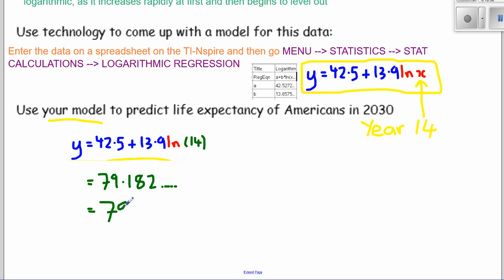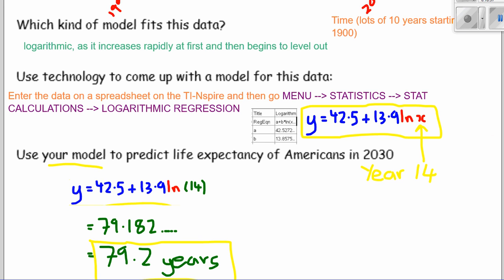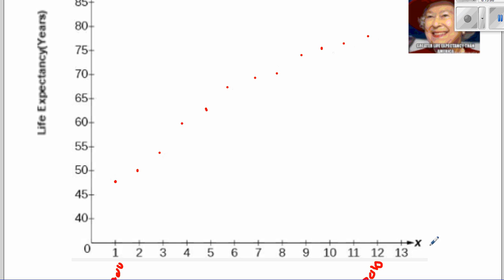Does that make sense? This is a way I can critically analyze my answer to see if I've done something wrong somewhere. Sorry, I'm trying to write using the laptop instead of the board, so that's why it's a bit messed up. 79.2 years. Let's see, it's increasing: 75.4, 76.8, 78.7, 79.2. If 14 would be out about here, 79.2 would be about here. Kind of makes sense in terms of the model. It seems to be generally following the trend, so I'd assume that I probably haven't made a mistake. Looks like an earring on the queen. There you go, so that's how we can use our models.